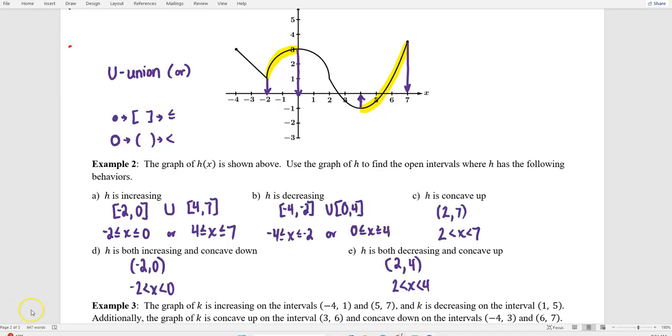So for B, it's -2 to 0 and 0 to 4. C, concave up, you should get 2 to 7. For D, increasing and concave down is -2 to 0. And for E, you should get 2 to 4. And then I have them written both ways there. If concavity is involved, use parentheses for it. If it's increasing or decreasing, you're going to use brackets for that.